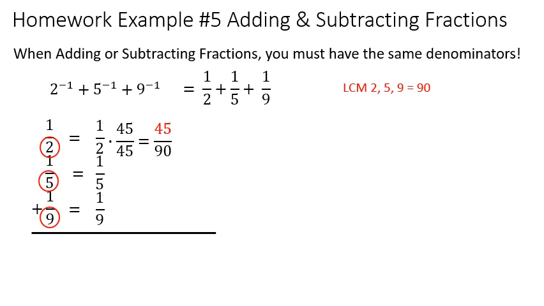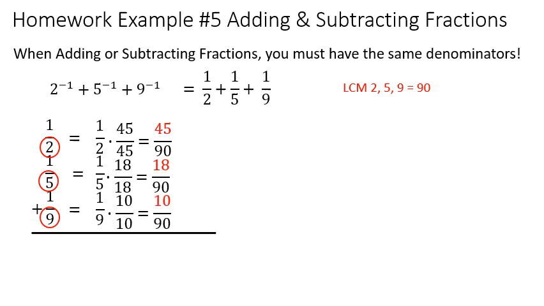Okay, now I'm going to do the same thing with 1/5. So I need to know what 1/5 is with a denominator of 90. So I'm going to say 90 divided by 5, and I will get 18. So 1 times 18 gives me 18. All right, then finally I have to do the same thing to the 9. 90 divided by 9, 10 over 10 is my magic number 1. 10 times 1 is 10.